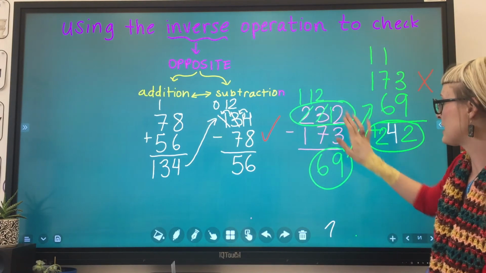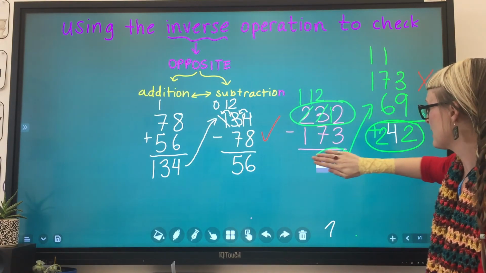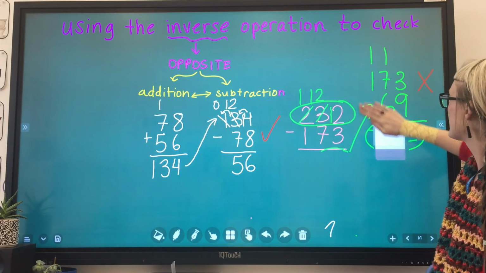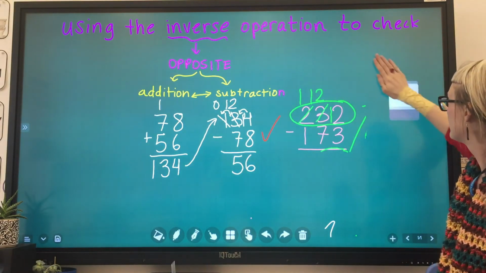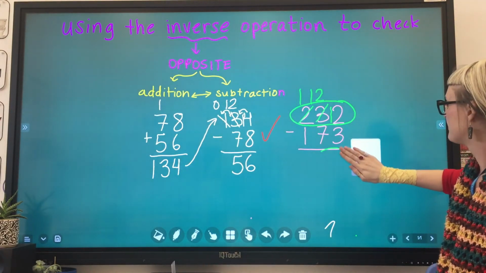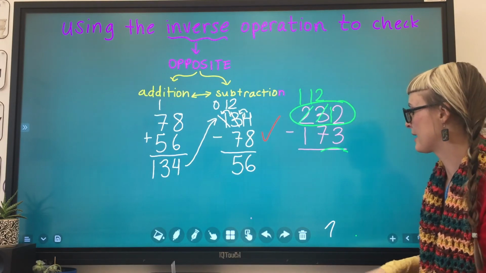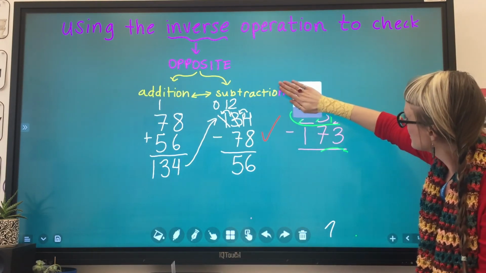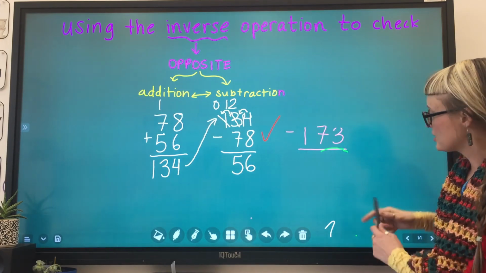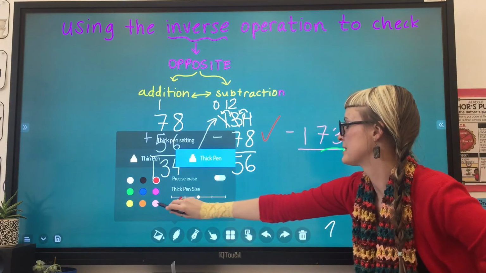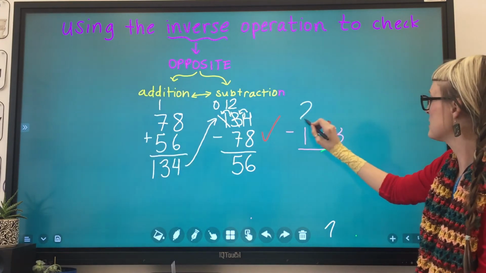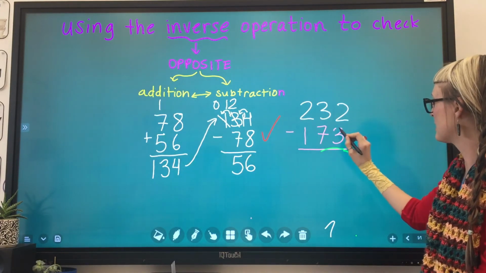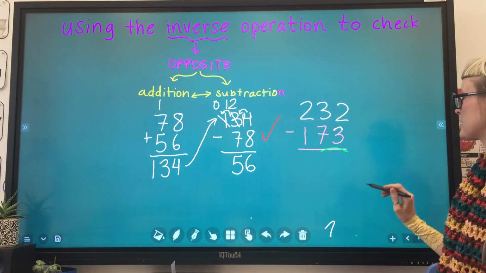So let's come back here for a second. I'm just going to erase my answer. I'm just going to erase all this because I know it's wrong. And try one more time. Okay. So let's just go ahead and erase all of that. And let's try that again. Somewhere we made a mistake. So it was 232 minus 173. Let's try one more time.